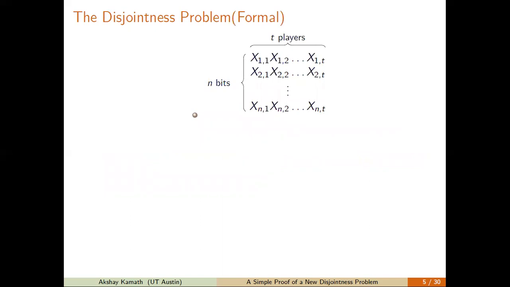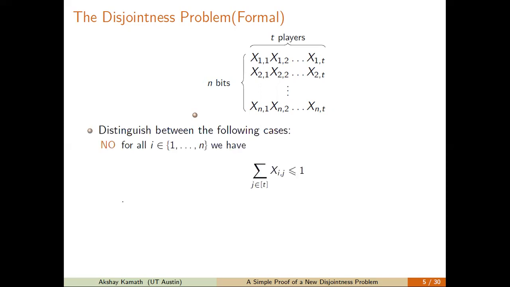More formally, if we view the input to the communication problem as a matrix, which is a 0-1 matrix, each column of this matrix is input to a player. So player i receives column i as input. The players need to distinguish between the no case, where the sum of each of the rows is at most 1, and the yes case, where there exists a unique row whose sum is exactly t.